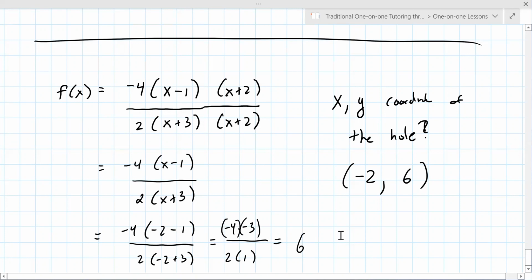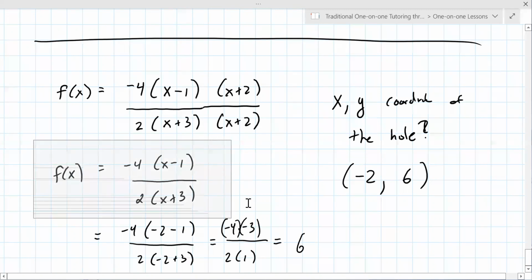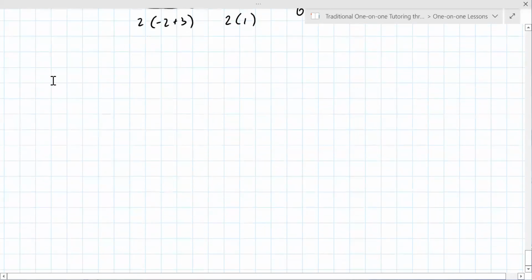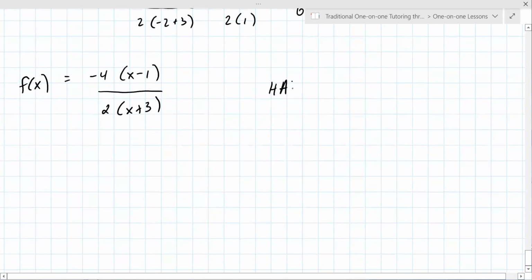Perfect. Okay, very good. So now let's look at the reduced form. I'll ask you some more questions here. I'll try and do it in the order we've been doing it in, so you can see why I'm showing you this method, this approach. I want you to tell me the horizontal asymptote, please.